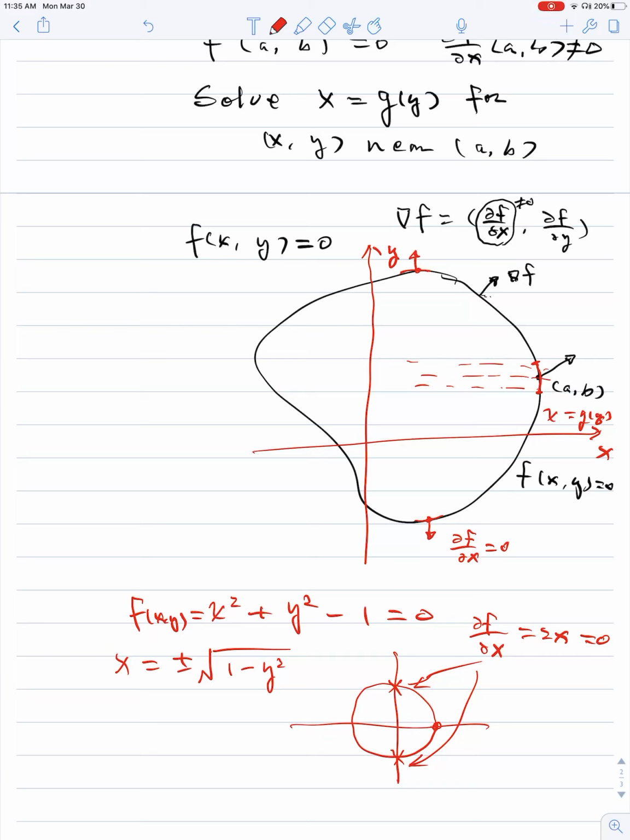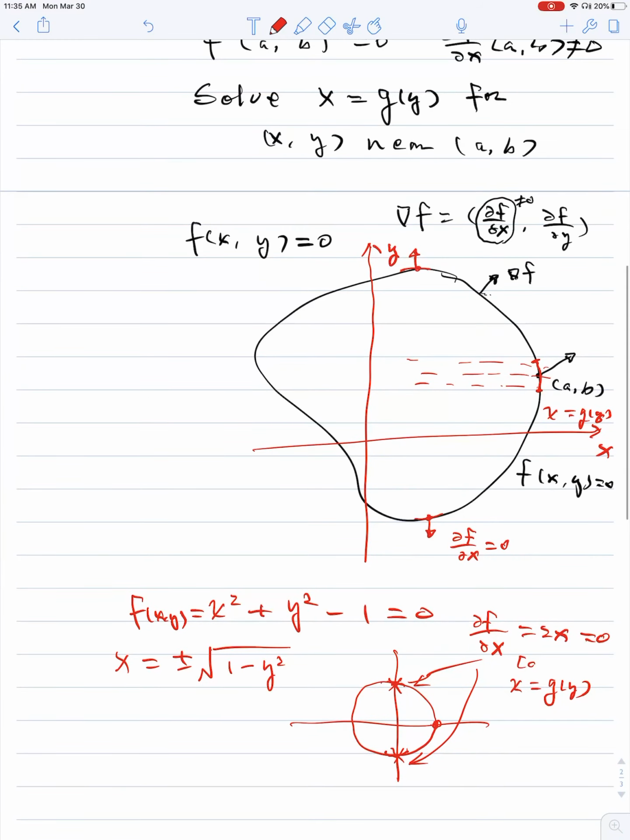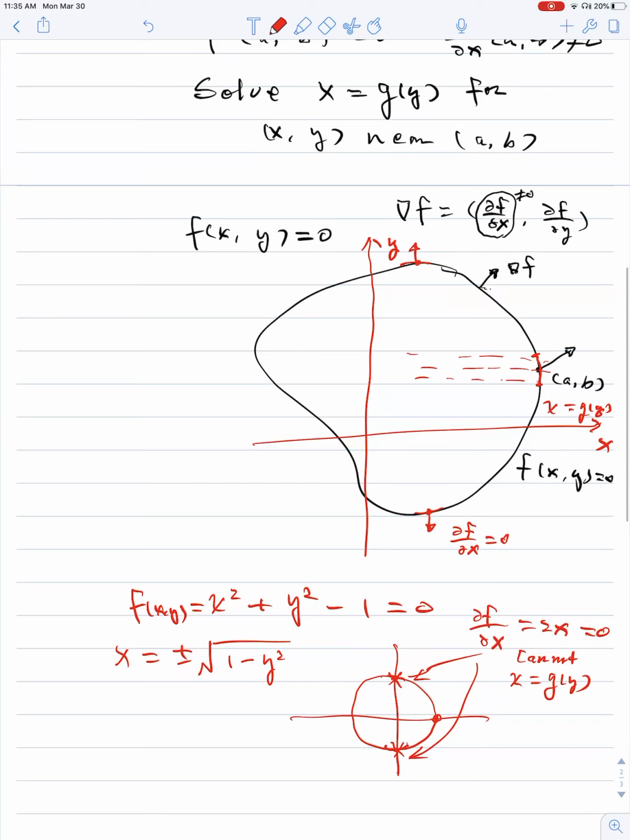So you cannot define x in terms of y. But you can define y in terms of x at these points. Except for these two points, at any other point you can always find a neighborhood so that you can define x in terms of y. So that is the statement of the implicit function theorem.